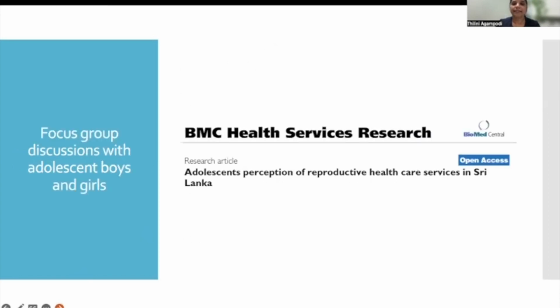So this is a study conducted among adolescents. When we were appointed as MOHs at Beruwala, that's where the first youth-friendly health services were established in the field. So we established a youth-friendly health service center, but no one was coming. So we wanted to know why adolescents are not coming to seek help from the youth-friendly reproductive health services.